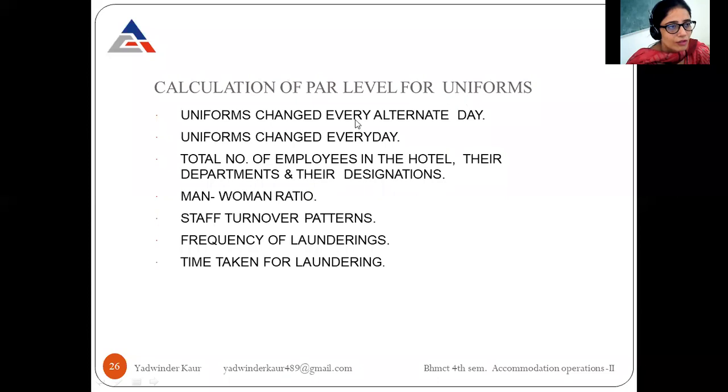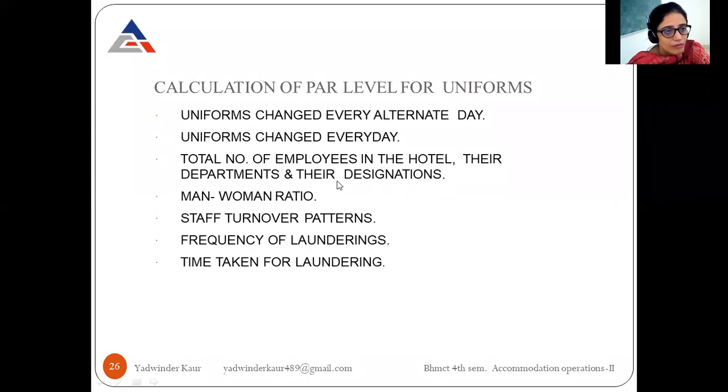Calculation of par level for uniforms. Uniforms change every alternate day, or uniforms change every day. Total number of employees in the hotel, their departments and their designations, man and woman ratios, staff turnover patterns, frequency of laundering, time taken for laundering. So calculation of par level we have to do according to the uniforms. Suppose one person will change every day, or they can change on alternate days. So that we can identify or calculate the par level.